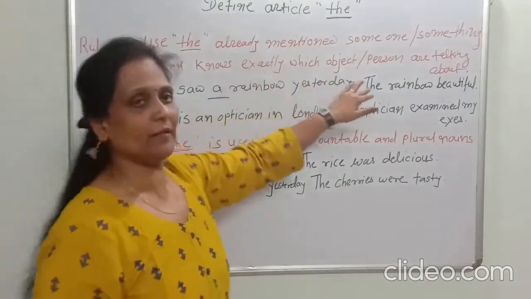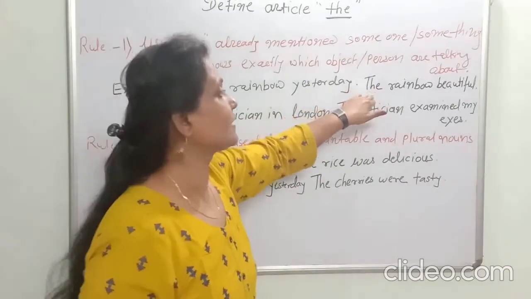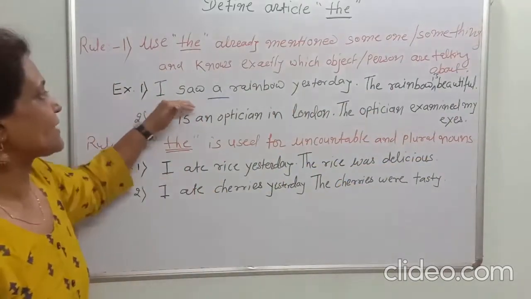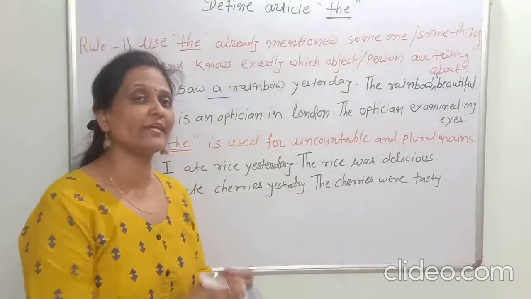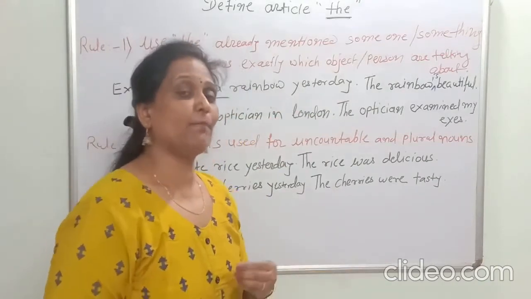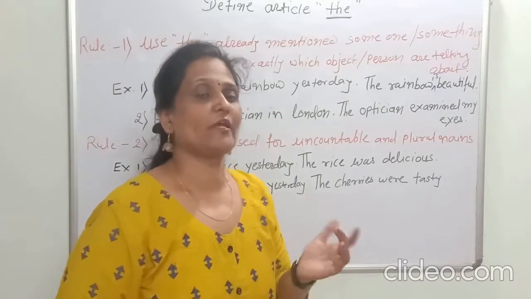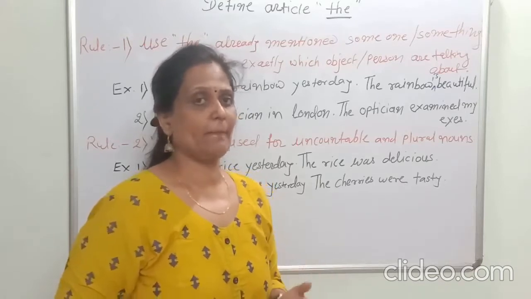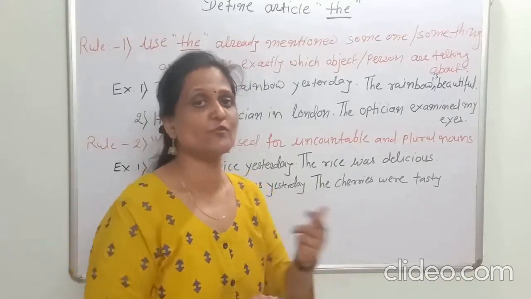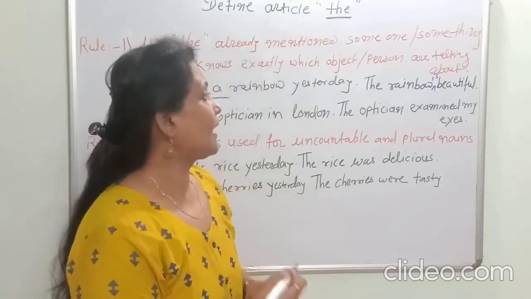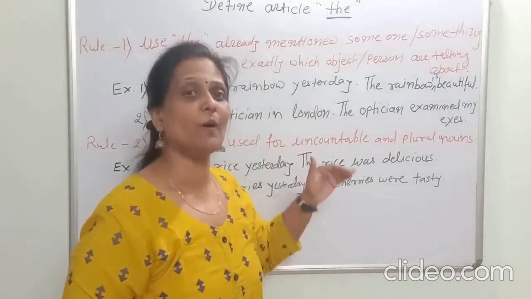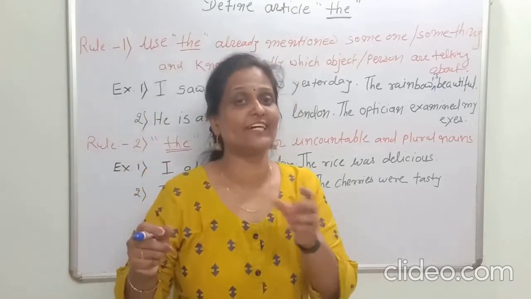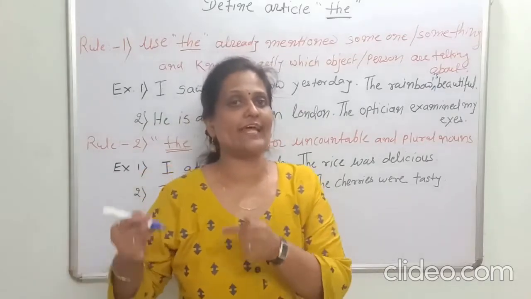The next example: the rainbow is beautiful. I saw a rainbow yesterday means I am talking to someone about something. I am talking about the rainbow to my friend. I saw a rainbow, so I mentioned this rainbow the first time. After that, I tell my friend that the rainbow is beautiful, meaning this rainbow is beautiful. The rainbow was already mentioned in the earlier sentence.